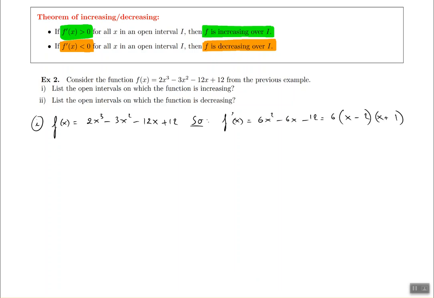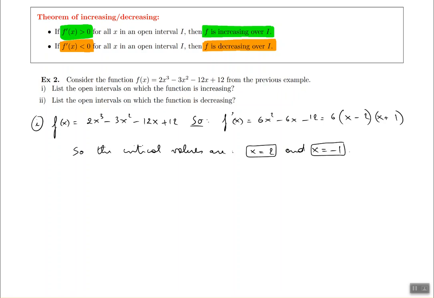So I'm just going to copy the derivative from the last example, which was 6 times (x minus 2) times (x plus 1), and then I'm going to recall that the critical values are 2 and negative 1. So that's the start of every problem that we do from pretty much this point on.